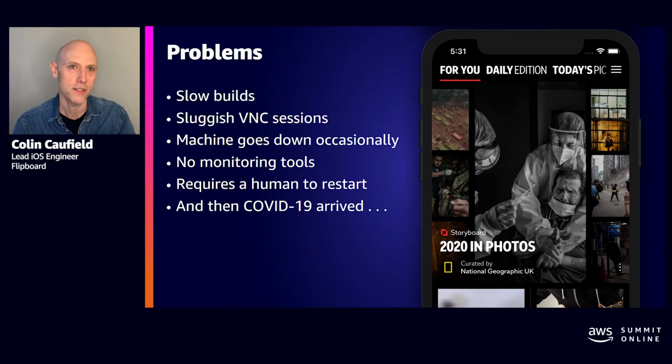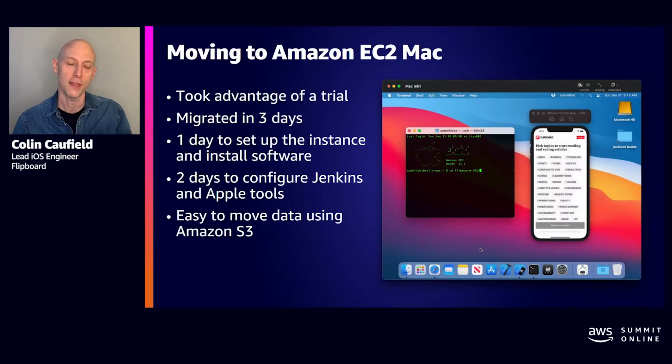We tried a few other services and we just weren't really happy with the reliability. And that's when I found out that Amazon was doing Mac on EC2. So we did a trial of this. It took me about 3 days to move everything over. One day was just setting up the instance, getting familiarized. I was new to a lot of AWS, so I had to figure that out for myself, but it was quite easy. So in a day, I got all the software installed, VNC sessions going, accounts created, etc. Then it took me about 2 more days to move all the Jenkins jobs and other tools from our old machine over to the new one. And I found it was really easy to use S3 to do that.